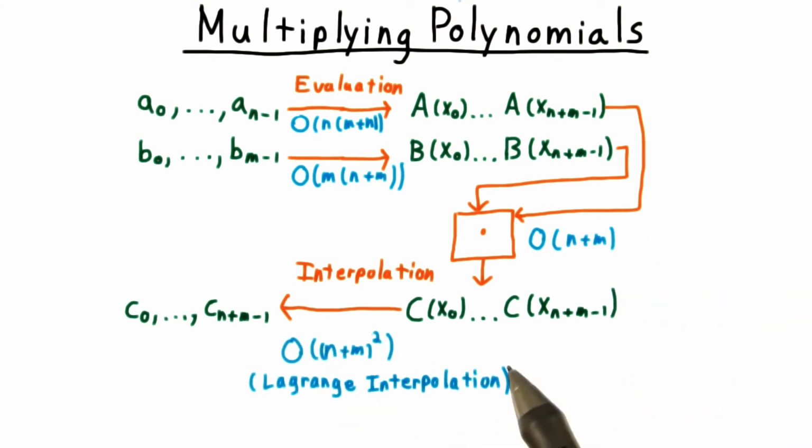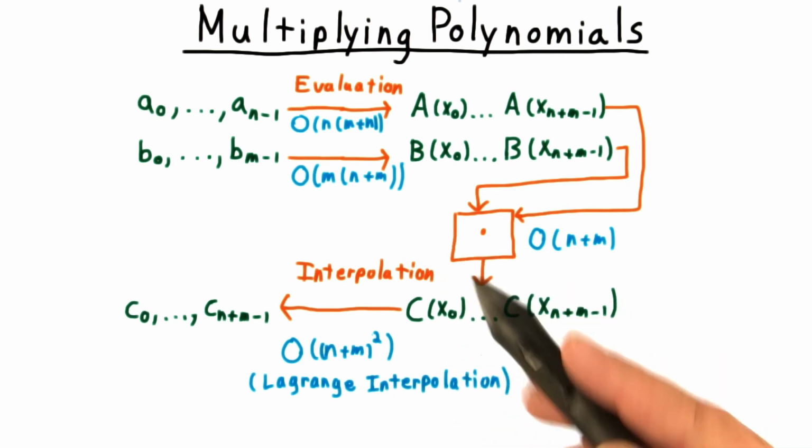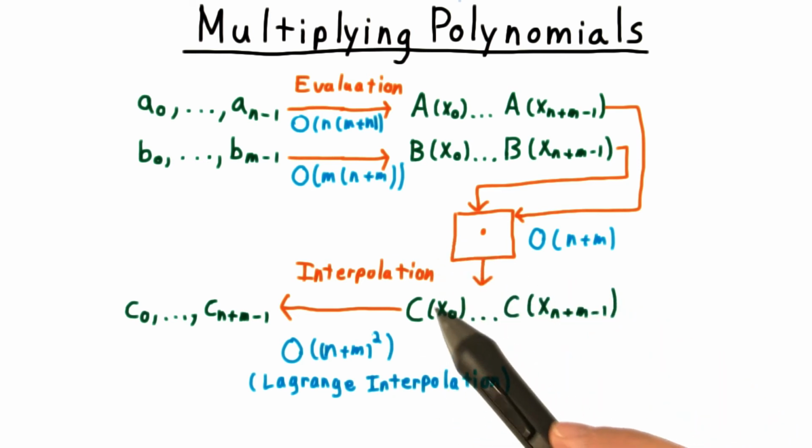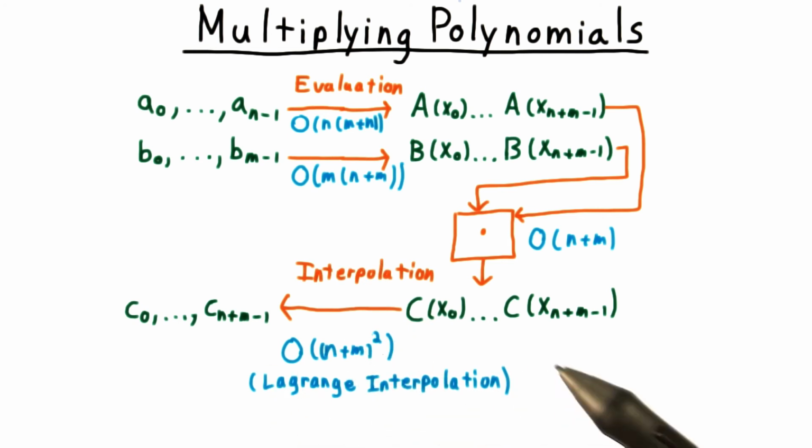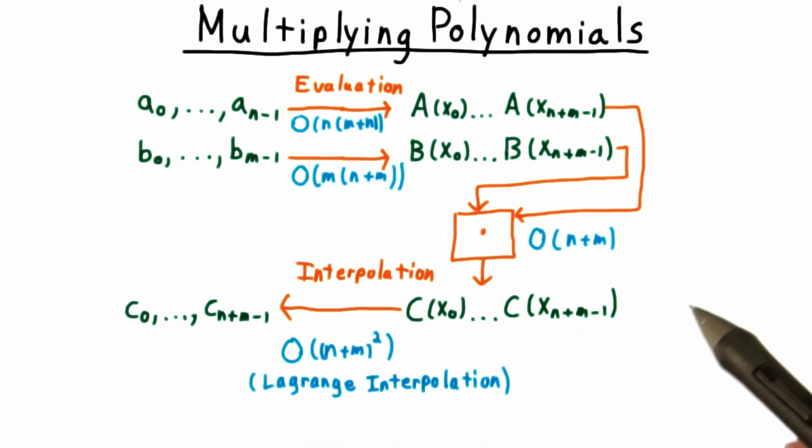Interpolation involves solving a system of equations with n plus m equations and n plus m unknowns. By Gaussian elimination, this would take order (n plus m) cubed time in the worst case. For Vandermonde matrices, however, there's also a method called Lagrange interpolation that allows us to do this in time that's just quadratic. Note, however, that this still isn't good enough. In fact, we're at essentially the same running time as we have for convolution.